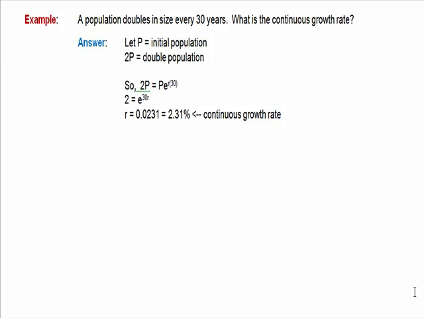If we were to actually write the formula, back from the general, we would actually have y equals p e to the 0.0231 times t, and we could find out what part of the population we had at any given time.